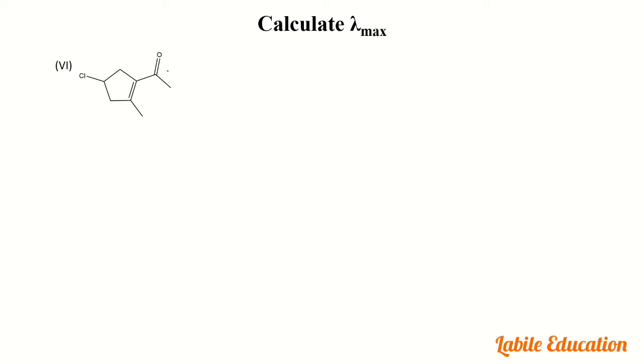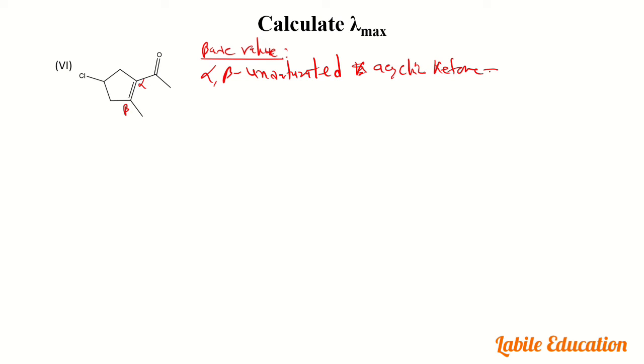Now this is another example of a different kind of compound. Here you can see this is the ketone, and this is alpha, this is beta, this is a 5-membered ring, but this is not cyclopentanone. So here the base value will be for the alpha beta unsaturated ketone, or this is acyclic ketone. This is acyclic because the ketone and double bond both are not the part of the ring. So this is acyclic ketone and the value is 215 nanometer.